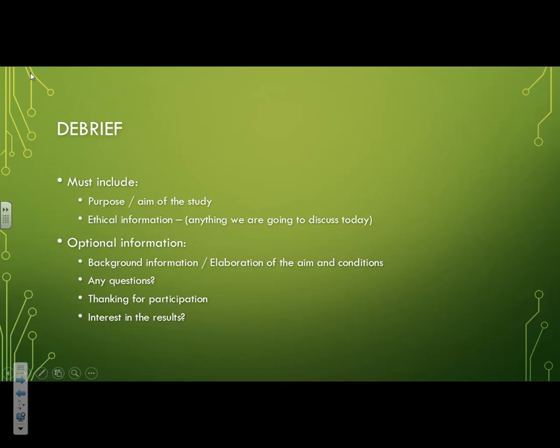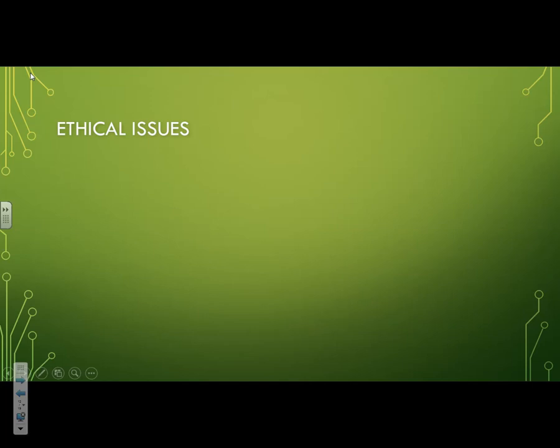Optional information includes background information, so a little bit more about the theory and where it's come from. You can elaborate on the aims and conditions, give more information, ask them if they have any questions, and thank them for their participation. You can also explain that if they have any interest in the results, they can contact you, and you will share the journal article when it's written up.